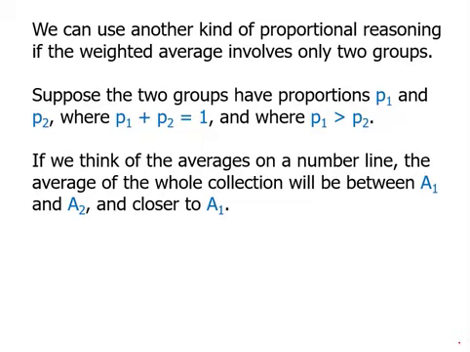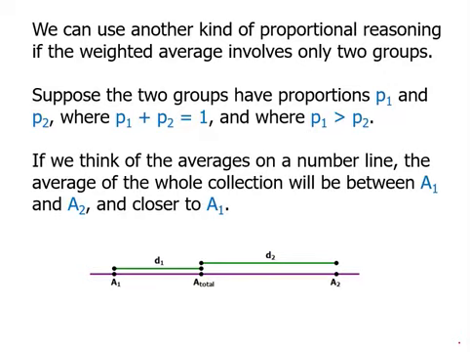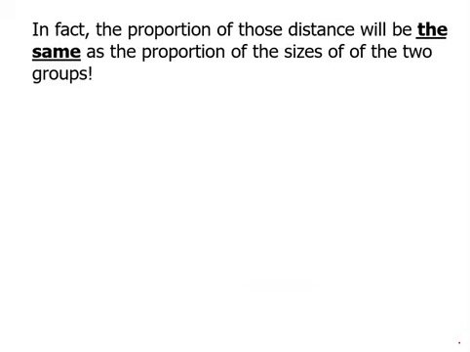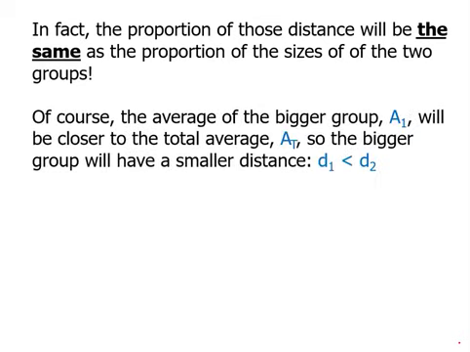If we think of the averages on a number line, the average of the whole collection will be somewhere between the average of group 1 and the average of group 2, and it will be closer to the average of group 1 because group 1 is the bigger group. It would have to be closer to it. So it would look something like this. So again, group 1 is the bigger group, and so the average is going to be closer to it. In fact, the proportion of those distances on the number line will be the same as the proportions of the size of the two groups.